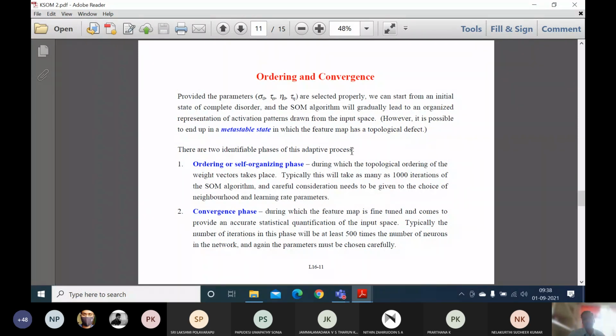The ordering or self-organizing phase is the phase during which the topological ordering of the weight vectors takes place. This can take as many as 1,000 iterations of the SOM algorithm, and careful consideration needs to be given to choosing the neighborhood and learning rate parameters. These four parameters need to be properly selected, and at the maximum it may take 1,000 iterations to reorganize. That is the first step in the adaptive process during competitive learning.